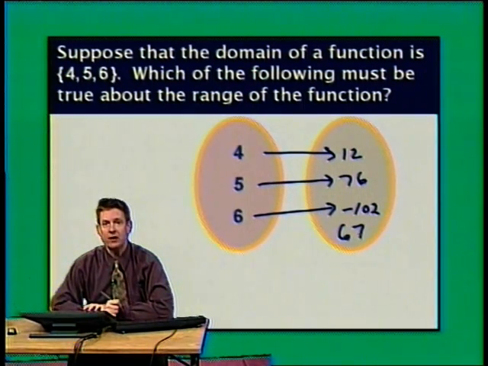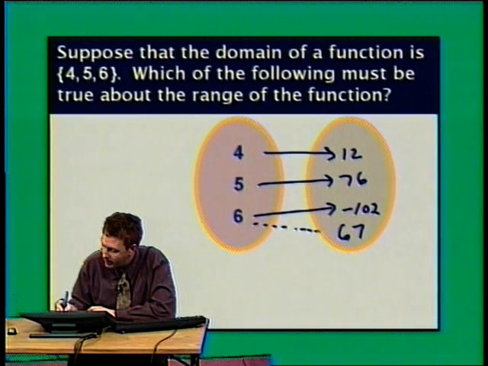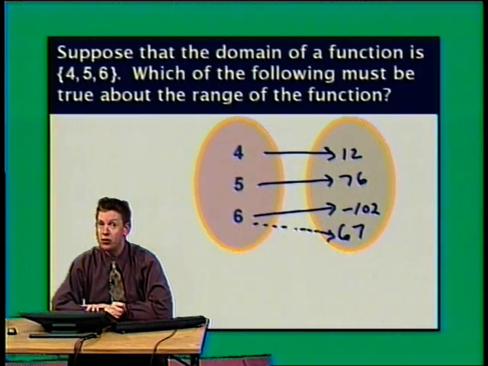Well, in order for there to be a 4th number in the range, we'd have to have an arrow coming from one of the 3 numbers in the domain. But if we had an arrow coming from one of the 3 numbers in the domain to 67, we'd have two arrows coming from one number in the domain. In this case, 6 is being mapped to 2 different values in the range, which would mean my set would have 2 different points with a first coordinate of 6, and the set would no longer be a function.